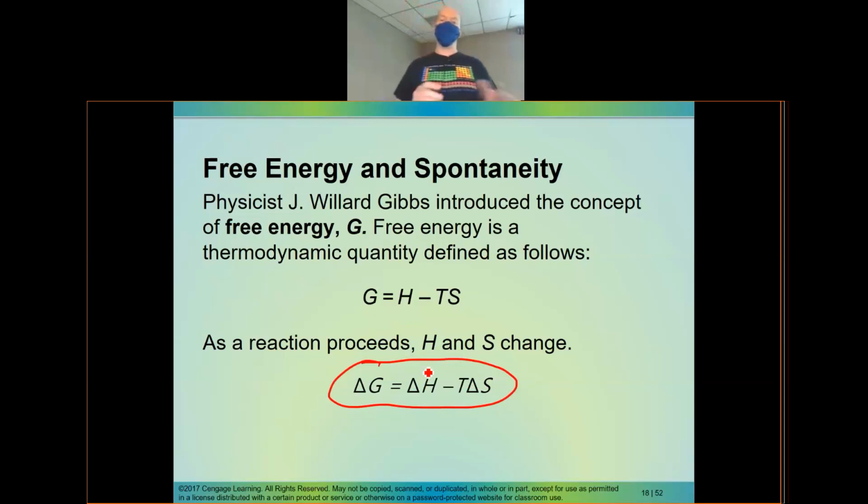Again, remember your delta H, your delta S, always off the chart. Delta G, you can only use the delta G values off the chart when it's 25 degrees Celsius. This equation can be used at any temperature. So if you have a delta G question not at 25 degrees Celsius, you must use this equation, but this is good at all temperatures.